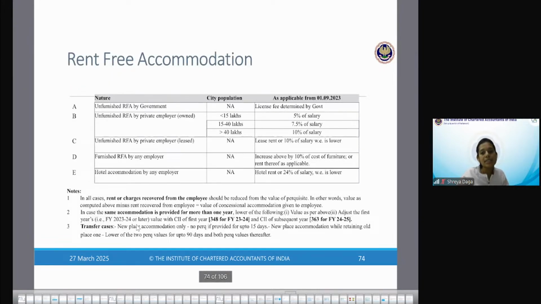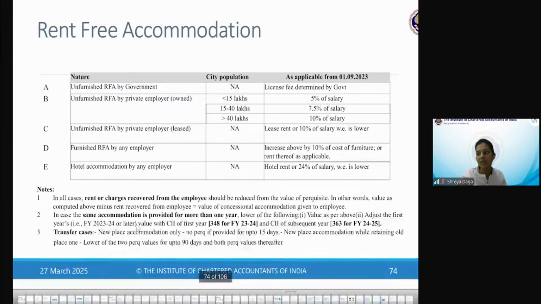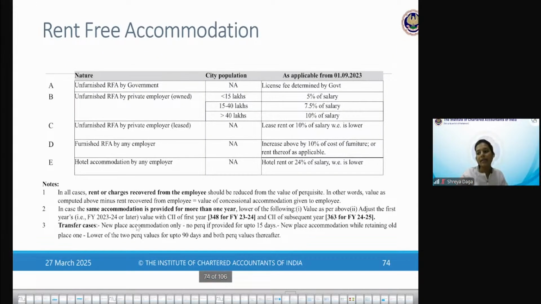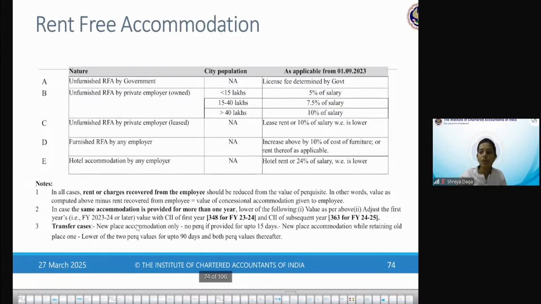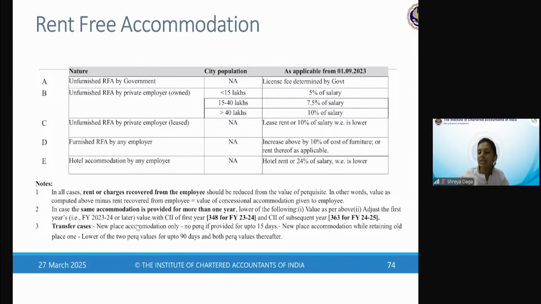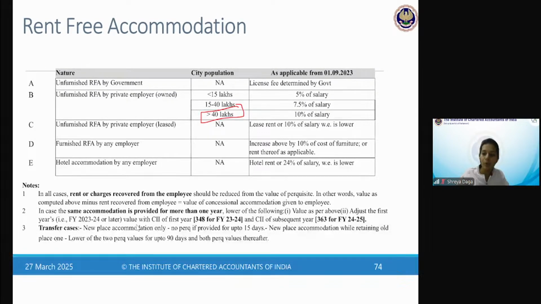Rent free accommodation last year class we discussed, so I will just quickly summarize it. Okay, we did that if you are getting an unfurnished accommodation from the government, then license fees is the value of the accommodation. If you are getting unfurnished accommodation by private employer who is also owning the accommodation, then it depends on city population. If the population is less than 15 lakhs, then 5%. 15 to 40 then 7.5%, more than 40 then 10%. जनरली आपको जो टाइप का सिटी दिया जाएगा, अभी कौन सा ही तो सिटी होगा जो 40 लाख के कम पॉपुलेशन होगा. जनरली यू विल बी गिवन मेट्रो सिटीज दिस एंड दैट, जिसको देख के ही आप समझ जाएंगे कि 40 लाख से ज्यादा ही होगा.